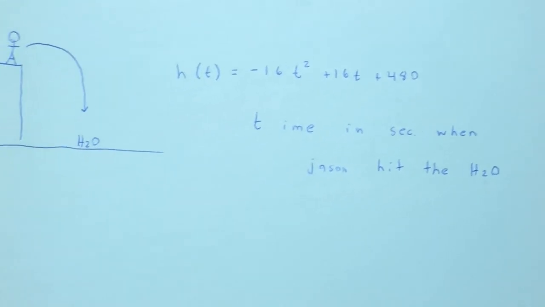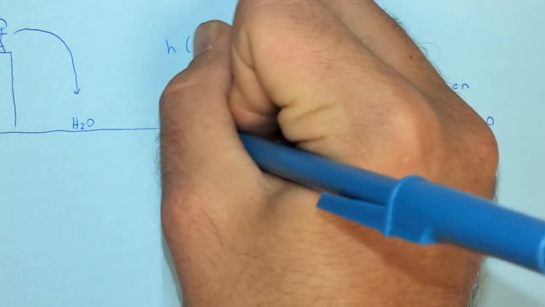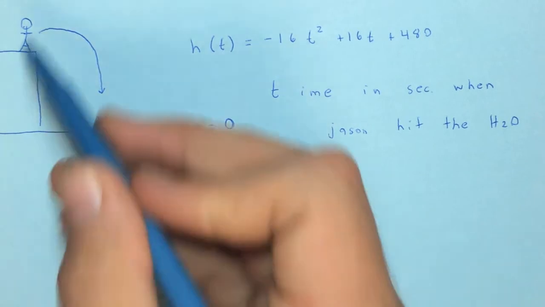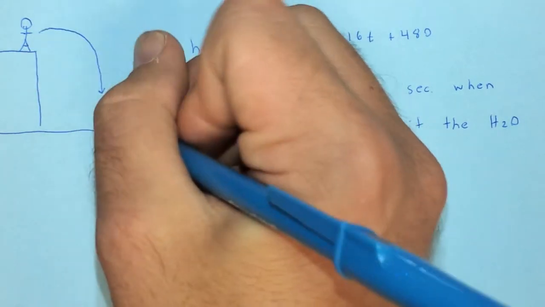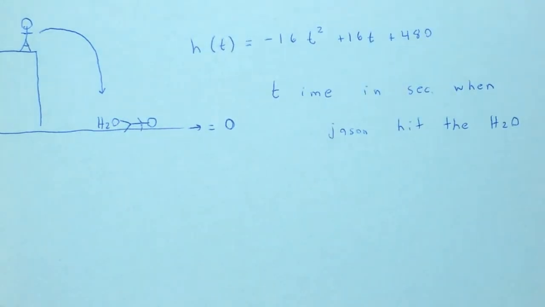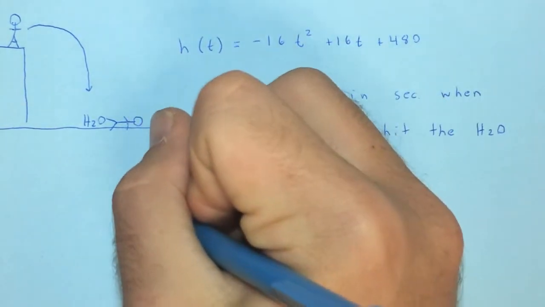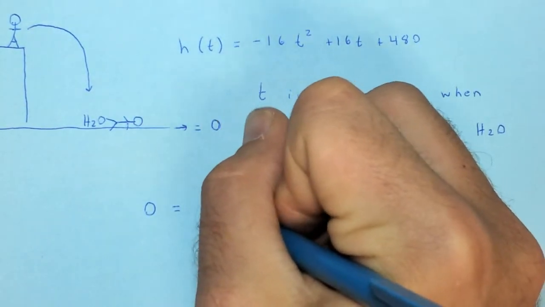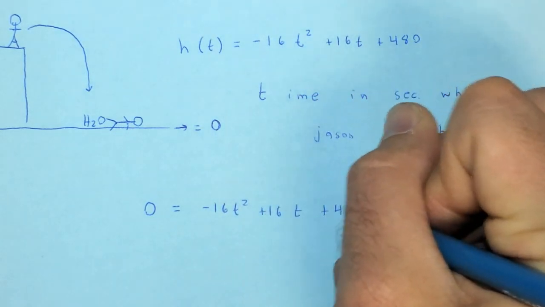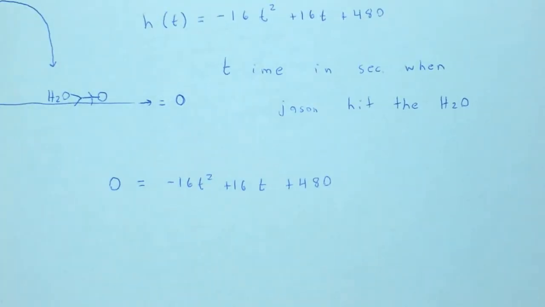Well, I know Jason is going to reach the water when his height is equal to 0. Right now he's real high up on the cliff, and he's going to jump, and he's going to belly flop, and there's Jason belly flopping. I want to know when his height is going to be equal to 0. So I take my equation and I set it equal to 0: negative 16t squared plus 16t plus 480. Alright, well this looks like something I can factor and solve for.